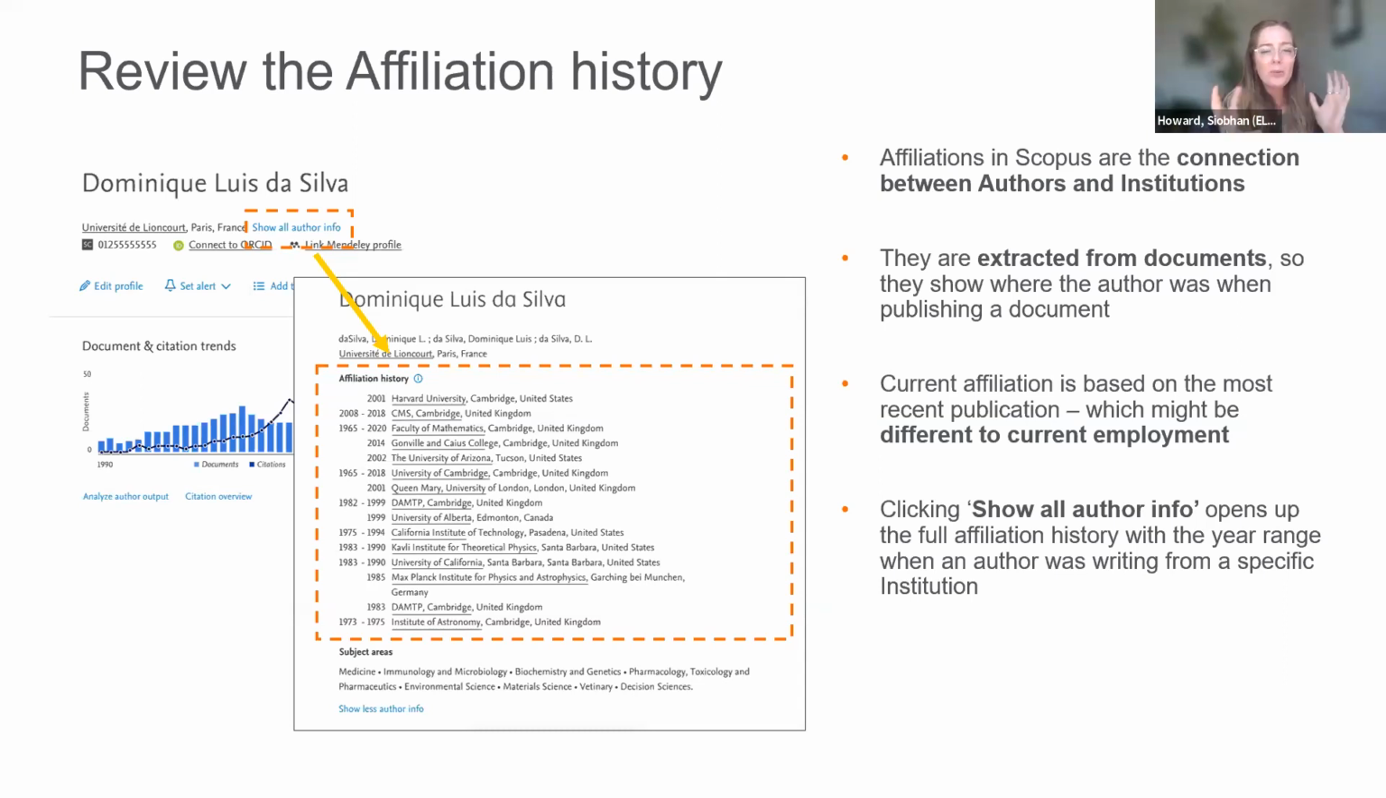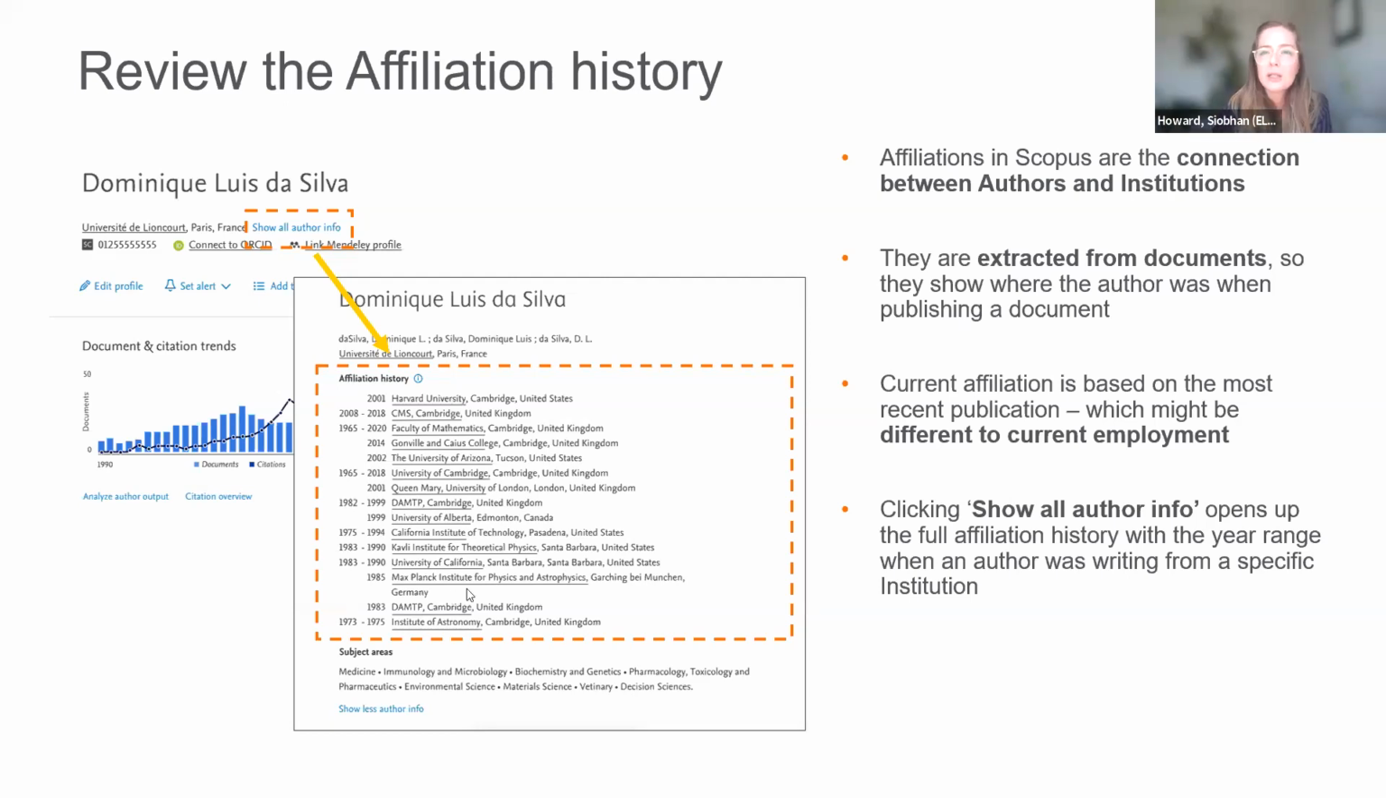So when we are on a Scopus author profile, immediately underneath the name of that individual, where you would see all of their different identifiers, you are able to click into their affiliation. So for this individual, Dominique, we can actually click into Université de Lyon-Court, and popping into that will allow you to see their entire affiliation history.